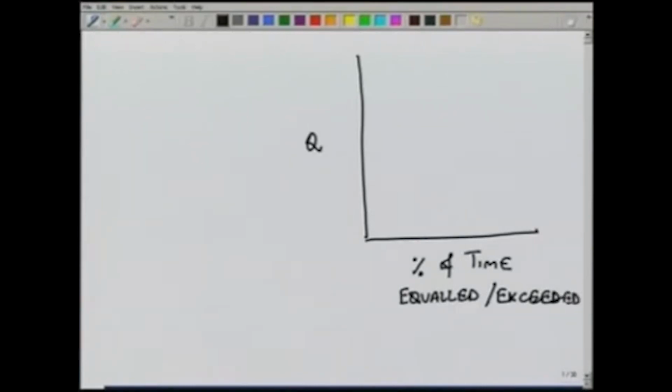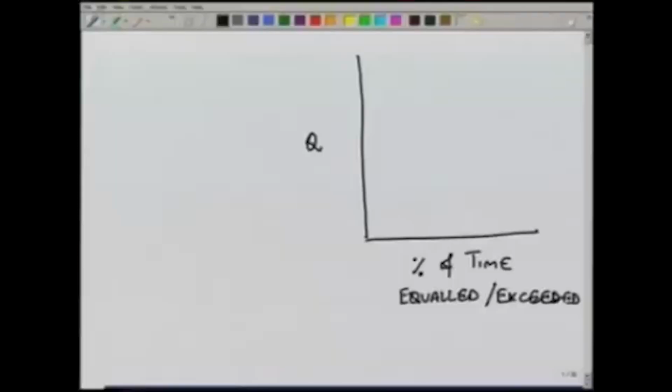Now, suppose we have the data for the runoff in the stream over a period of let us say 10 years, 20 years, 30 years. So, over a long period we have the data for discharge in the stream. We can decide on an interval, this may be daily, weekly, monthly, or sometimes we take an interval of 10 days and average discharge over that period.